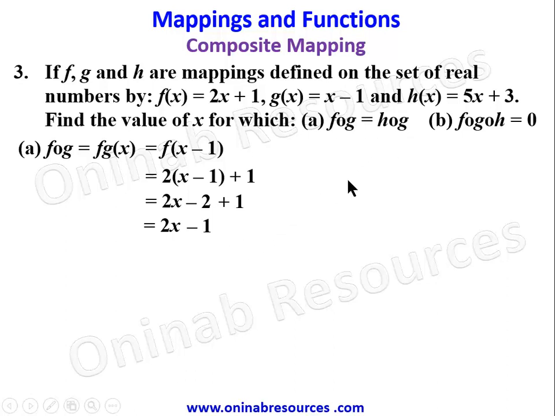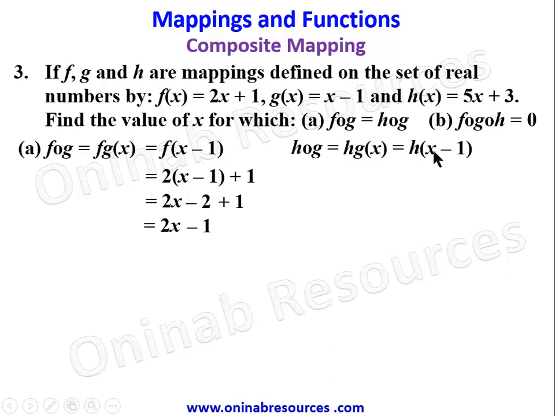We look for hg. That's composition of the mappings h and g. So in this case, the g comes first, then before h. So we have hg of x, and our g of x is x minus 1. So we have h into x minus 1.